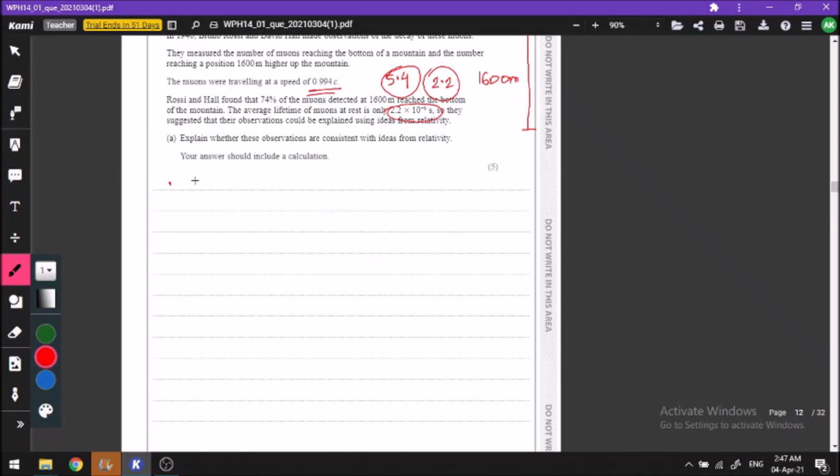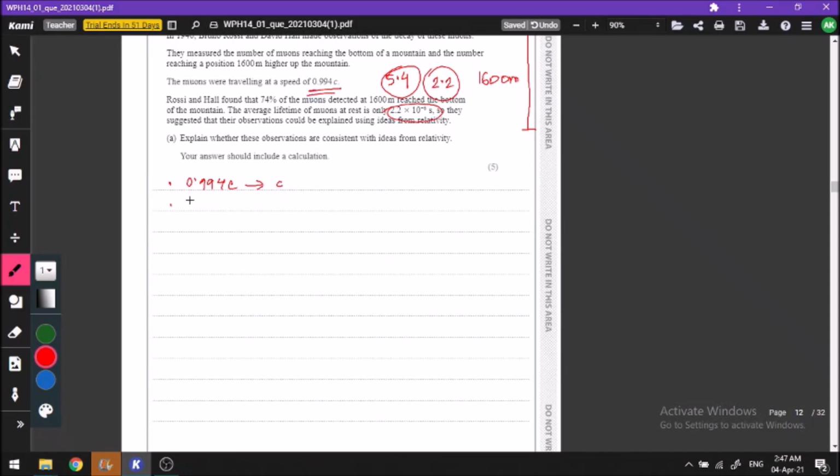So the first observation that we have here is that their speeds are very close to the speed of light. 0.994 c, the speed that they have, is very close to the speed of light. I'm not writing the whole sentence, but you have to write the whole sentence. Okay, their speeds are very close to the speed of light. In bracket you write 0.994 c.